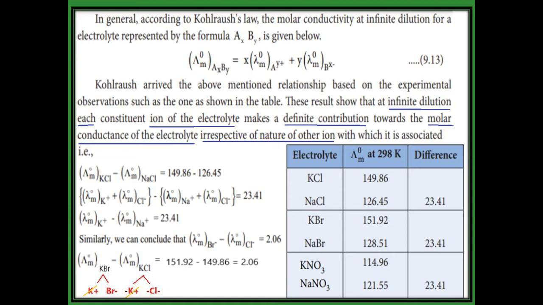From that we conclude that at infinite dilution each ion from the electrolyte gives a definite contribution toward the molar conductance of the electrolyte, irrespective of the nature of the other ion. Irrespective of the nature of the other ion, you can understand from the example. In potassium chloride and sodium chloride, which one is the same? The Cl minus is the same, but sodium plus and K plus are different.